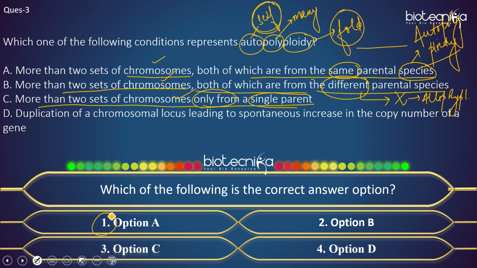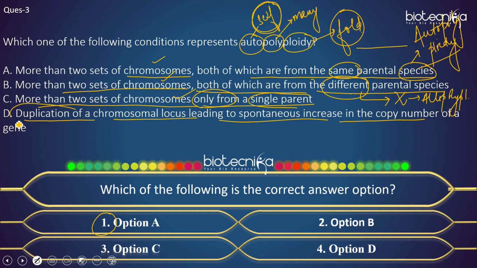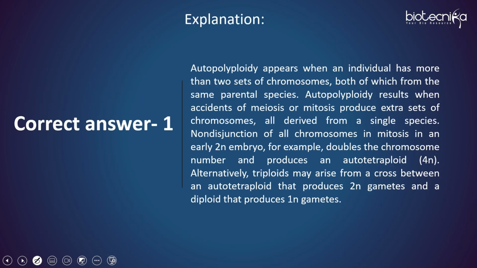And the last statement, if you see, is talking about duplication of a chromosomal locus leading to a spontaneous increase in the copy number of a gene. It is not a spontaneous increase and it's not about duplication. So with this, option first is the right answer.